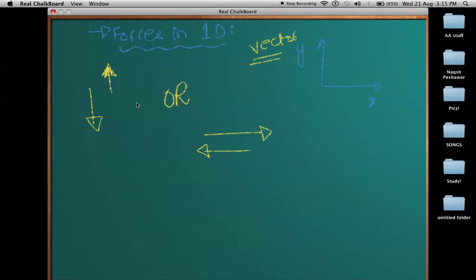In this chapter, in this concept, we'll not be talking about forces that are, let's say, in this direction, because this would involve something in x and in y. So right now, when we're talking about forces in one dimension, we'll only be talking about forces that are either purely vertical or purely horizontal. So these are forces in one direction, in one dimension.